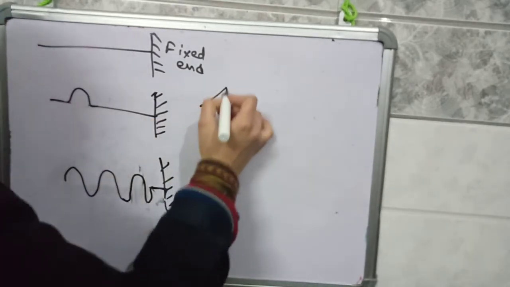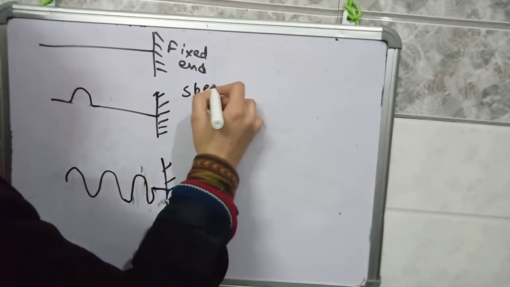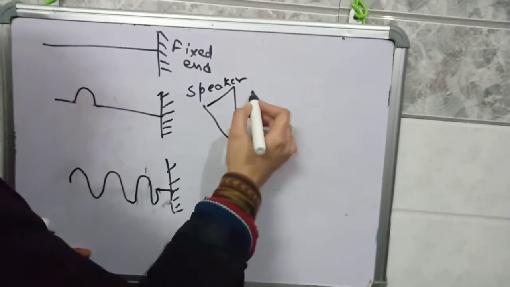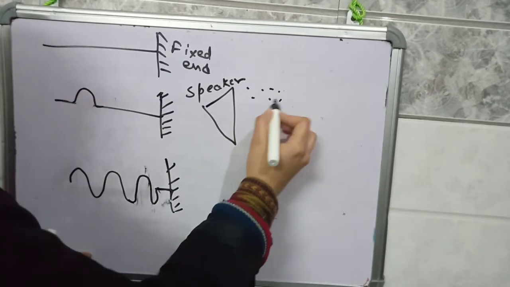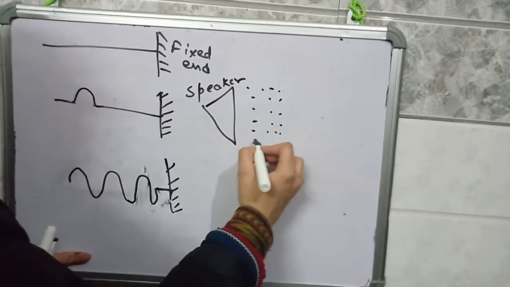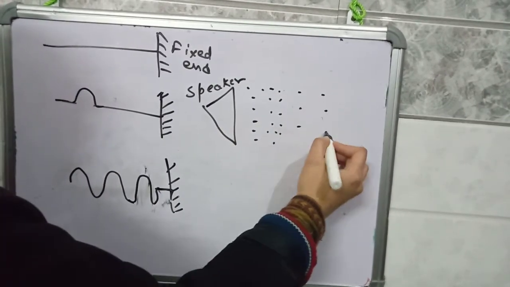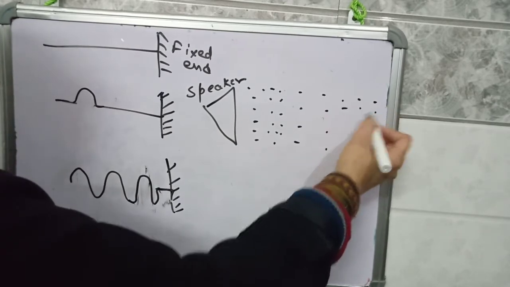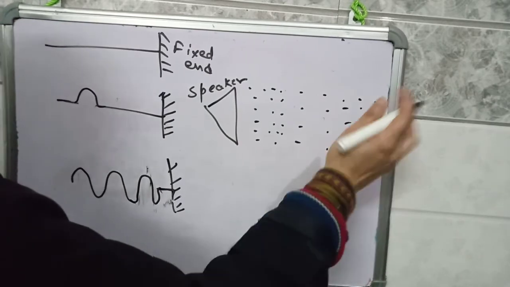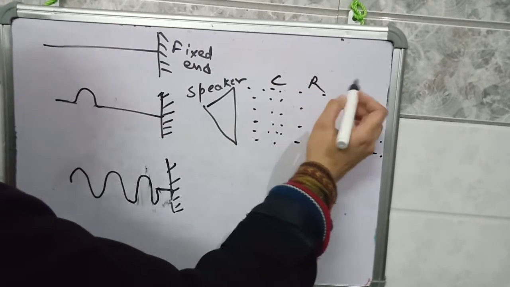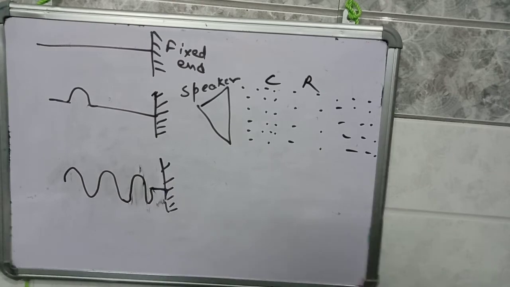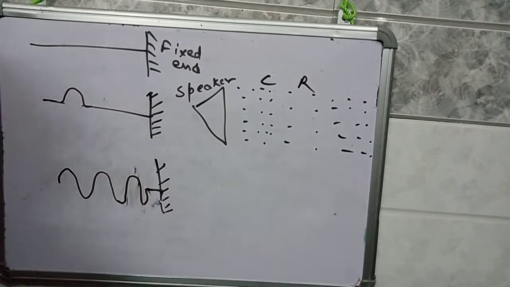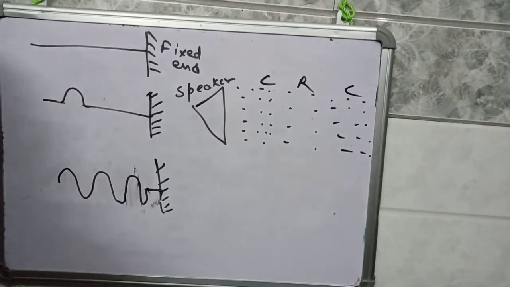Suppose there is a speaker here. This speaker will disturb the particles of the medium, and the particles will come close to each other and then move far apart. Again they will come close to each other and move far apart. So there is a compression region and a rarefaction region. Compression region is that in which particles are coming close together and pressure is high, and rarefaction region is that in which particles are moving far apart. Again there will be a region of compression.